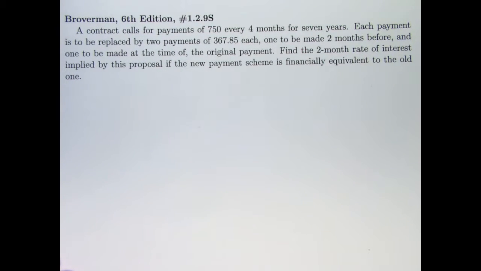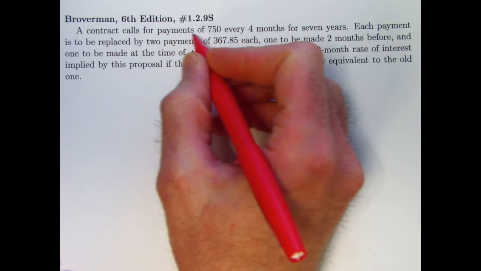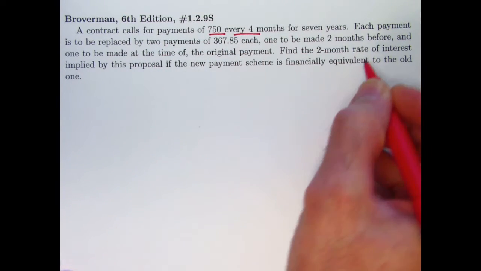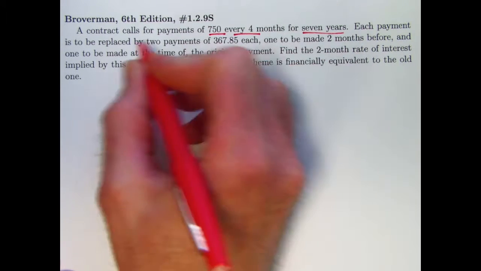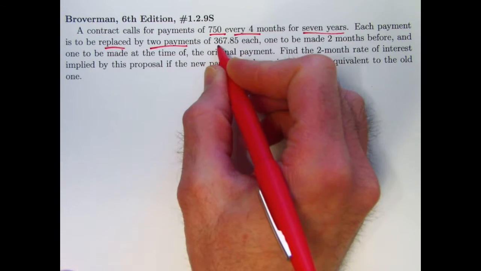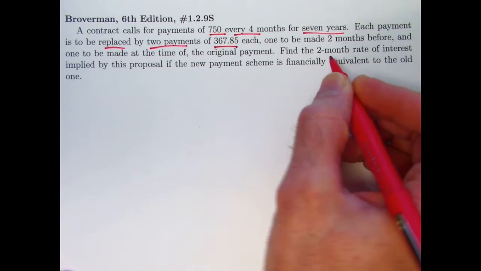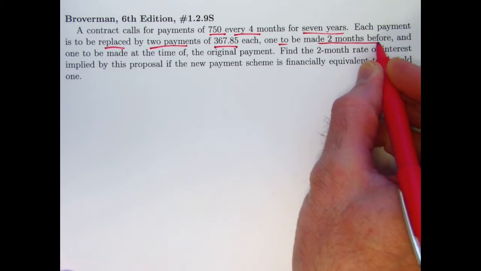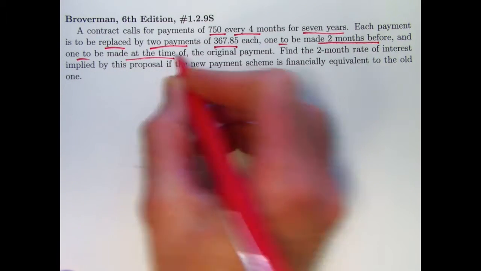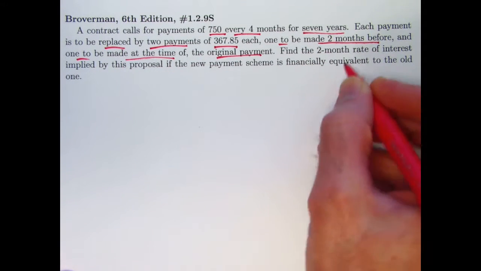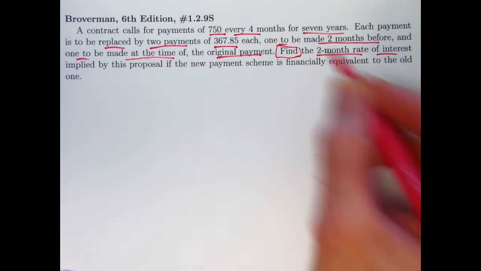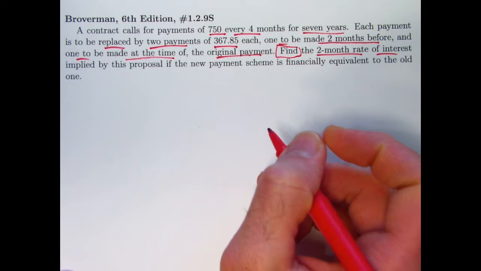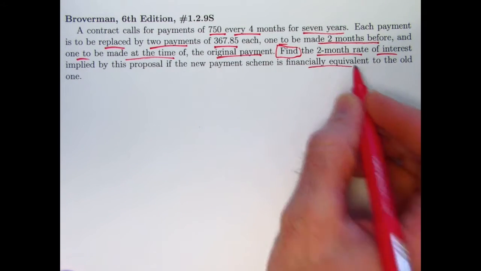The problem statement goes: a contract calls for payments of $750 every 4 months to be made for 7 years. And then it's going to be replaced by something new. Each payment is to be replaced by two payments of $367.85 each, one to be made 2 months before and one to be made at the time of the original payment. Find the 2-month rate of interest implied by this proposal if the new payment scheme is financially equivalent to the old.